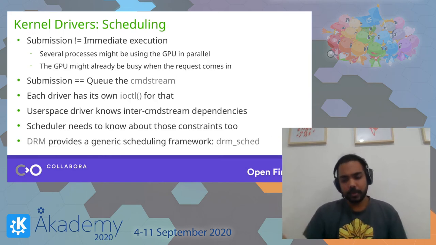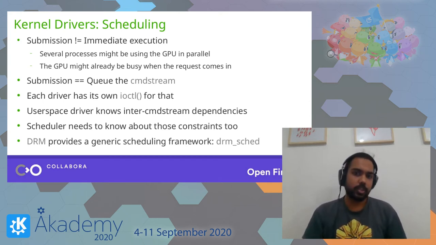So once you've submitted your job, it actually doesn't get run immediately. It actually gets queued to the GPU. This is primarily because several processes might be using the GPU in parallel, or the GPU resource might be busy when the request comes in.